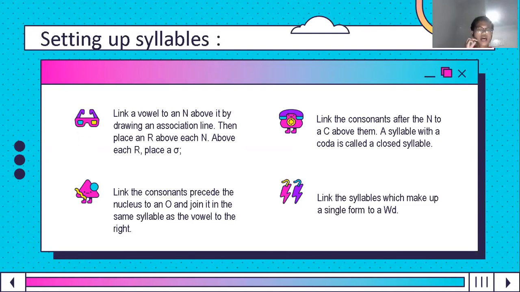The third is to link the consonant after the N to a C above them. A syllable with a coda is called a closed syllable. The fourth is to link the syllables which make up a single form to a WD.